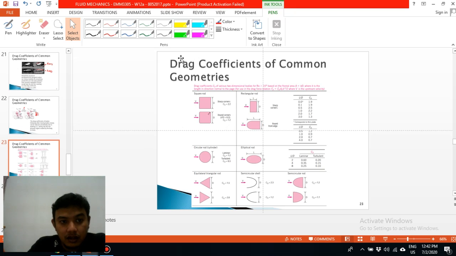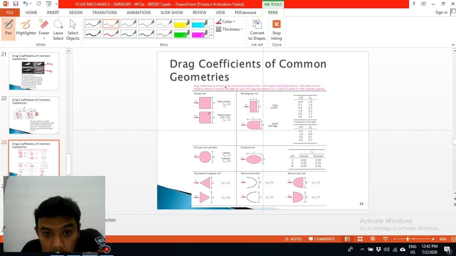Okay, this is the shape of drag coefficient. If you have a square, the drag coefficient, most probably this is in 2 dimensions, and the Reynolds number is higher than 10 to the power of 4. So if you can see here, for rectangles the CD is 2.2, but if you have a round shape, the CD is reduced to 1.2. Okay, for a rectangle with sharp corners we use this table. Meanwhile for rounded edges we use the second table.